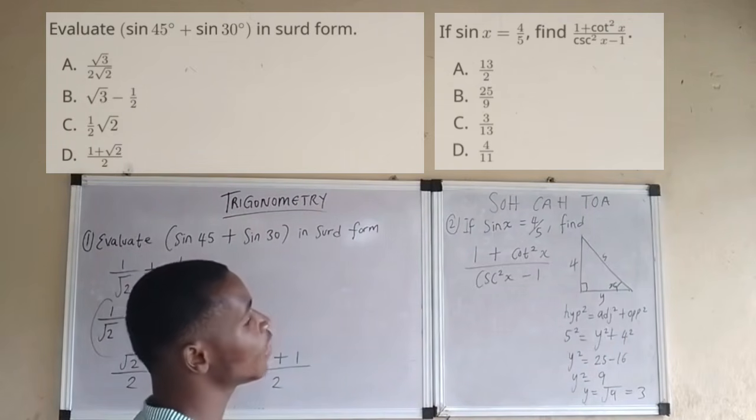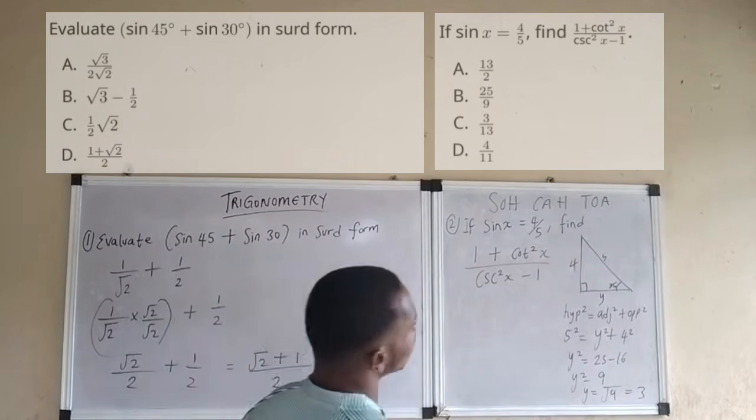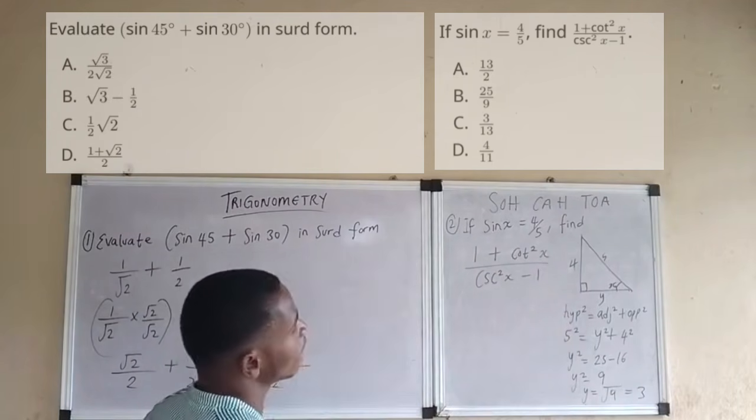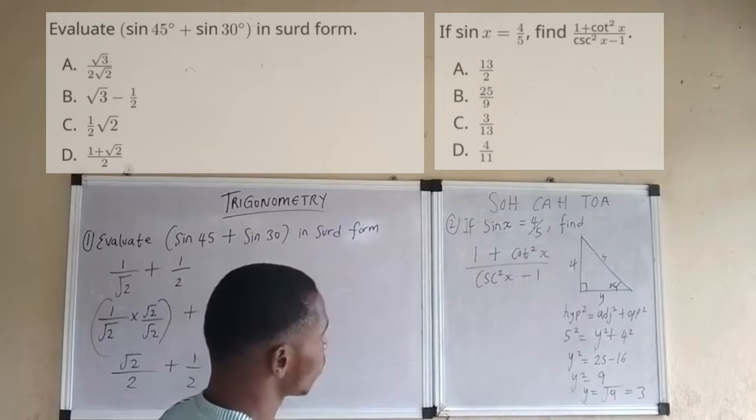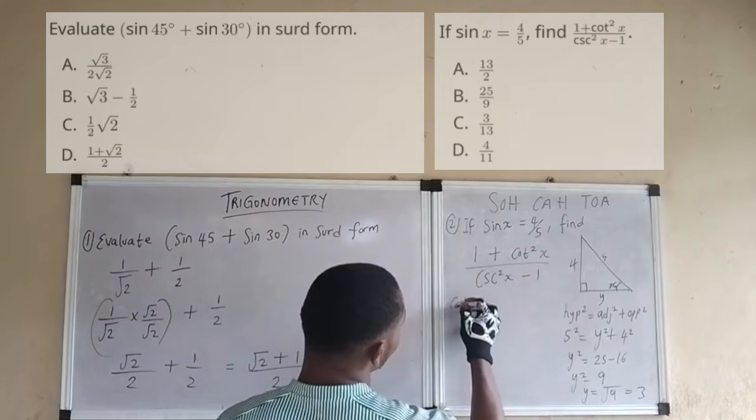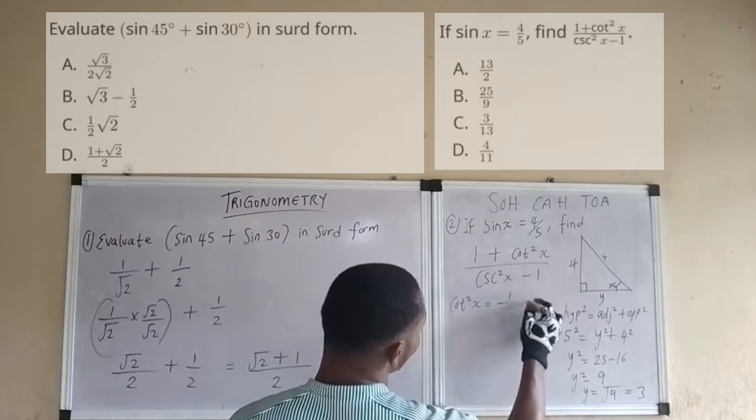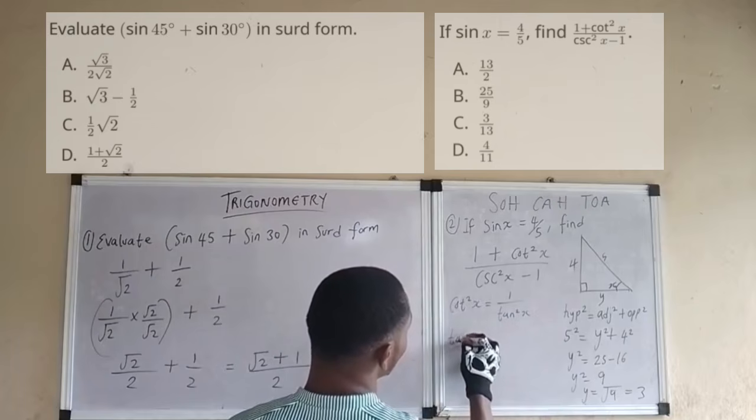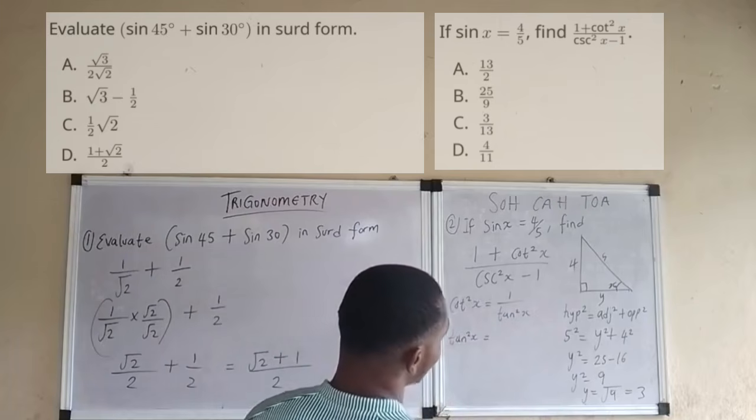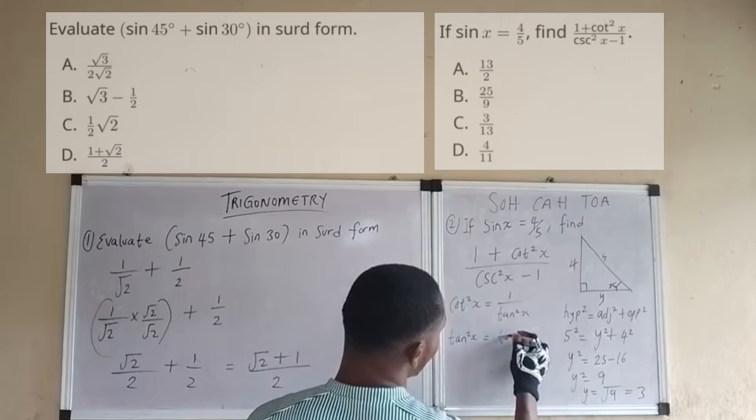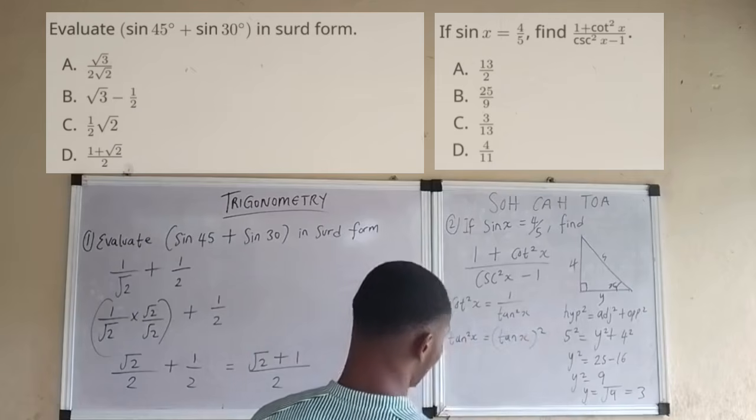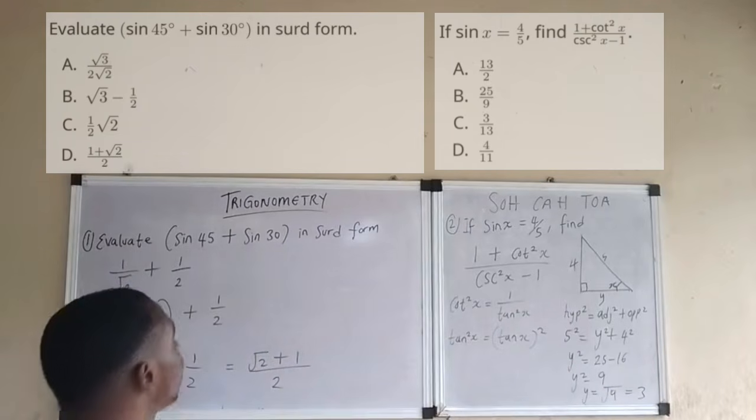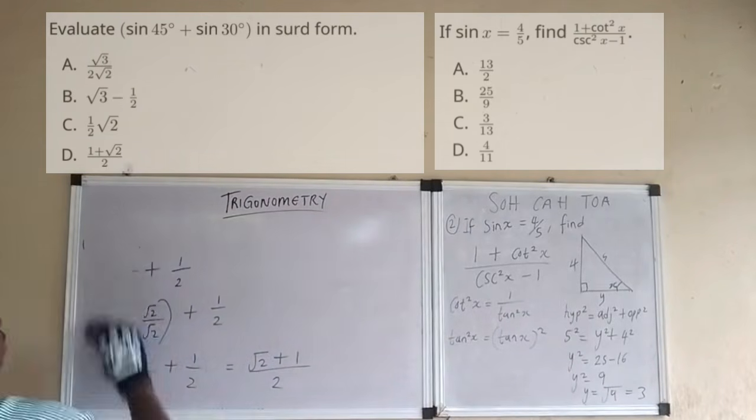All right. Now, having known the adjacent to be 3, the opposite to be 4, and the hypotenuse to be 5, we can then go ahead to simplify this further. So what is cos squared x? Cos square x is 1 over tan square x. Do you understand? And what is tan square x? Tan square x is tan x all squared. Do you understand? So that is what it is.